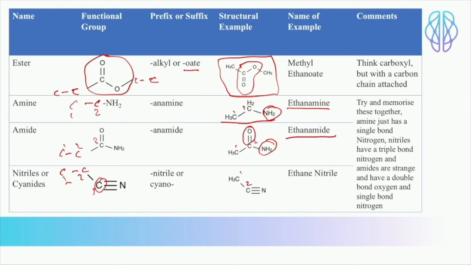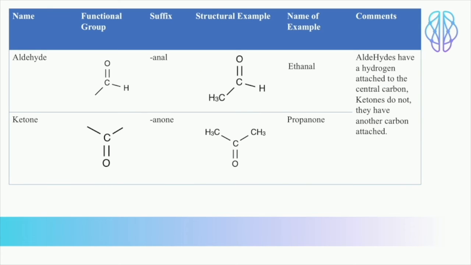1, 2 has a triple bonded oxygen, so this is ethane nitrile. So the last 2 functional groups are aldehydes and ketones. They share one similarity in that they both have a C double bonded to an oxygen. The difference lies in what else is bonded though.